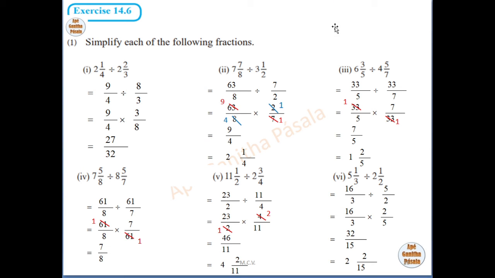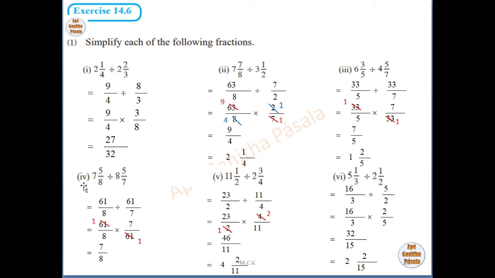Let's look at the third problem. 6 and 3 over 5. 5 into 6, 30. 30 plus 3, 33. 33 over 5. 7 into 4, 28. 28 plus 5, 33. 33 over 7. Interchange. 7 over 33. Division becomes multiplication. 33 and 33 are divisible by 33. Now multiply. 1 into 7, 7. 5 into 1, 5. 7 over 5 equals 1 and 2 over 5.